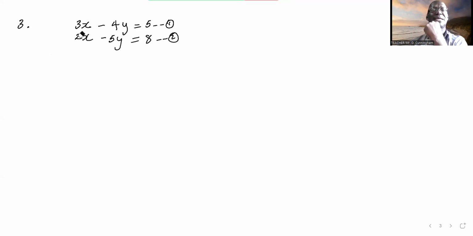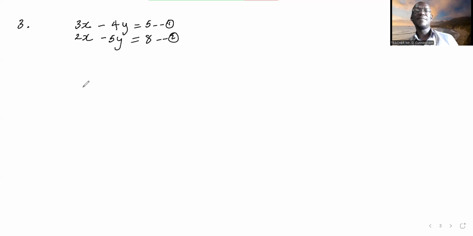I want to get rid of the x's, so I multiply equation 1 by 2, and then I multiply equation 2 by 3. If I wanted to get rid of the y's, Matthias, I would have multiplied equation 1 by 5, and I would have multiplied equation 2 by 4. Let me show you all that. That's a little trick. Watch this, people.